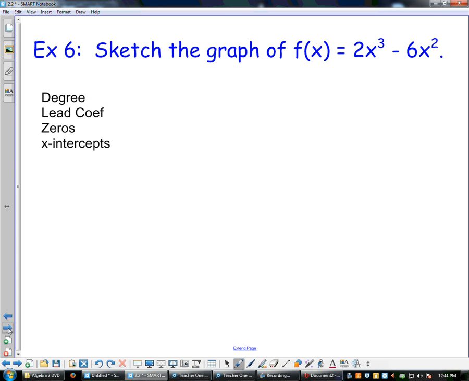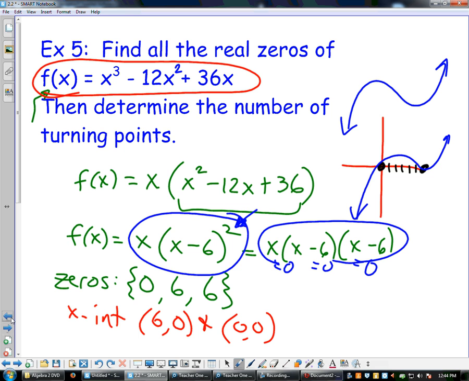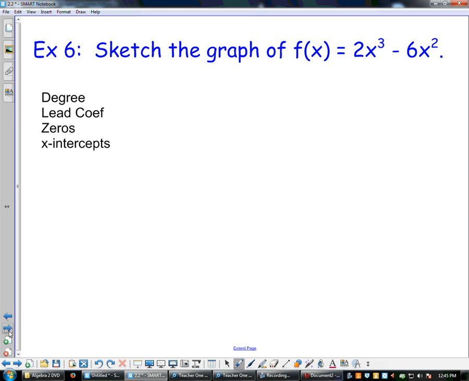so sketching the graph of... Did I answer everything we were supposed to? Oh, determine the number of turning points. How many turning points did we have for this graph? 2, right? We had a maximum here, and this point right here is a minimum, right? It's a 0 and a minimum. Okay, on to this one.